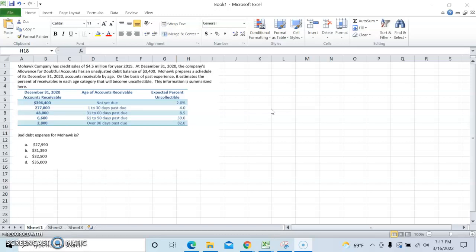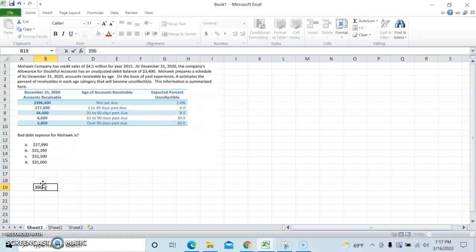So the first thing you want to do when you see a problem like this, when you're doing an aging method, there's a difference between the aging method and the sales method. With the aging method, you want to take your accounts receivable number times the percentage that's going to be uncollectible. So let's do that right quick.